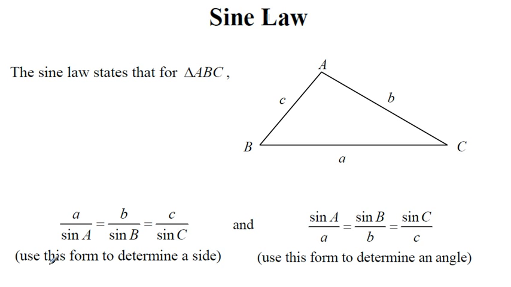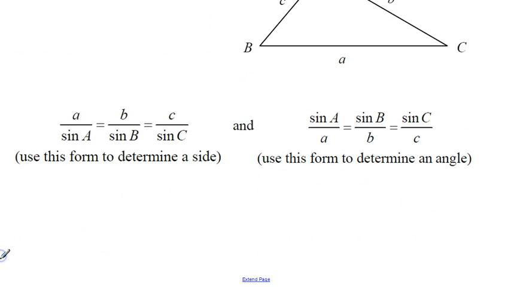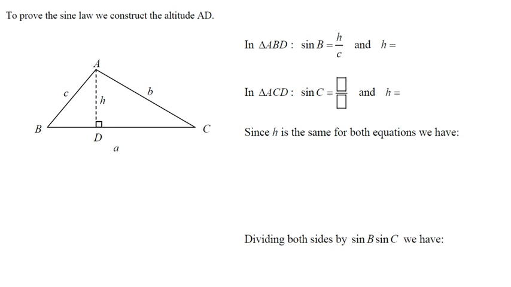So depending on what you're trying to find, it doesn't matter which one you use, but I always like my unknown to be in the numerator, up top. Life is easy. You multiply both sides by something. You're not worried about dividing and flipping stuff around. That's why we say use this form to determine a side, and use this form to determine an angle.